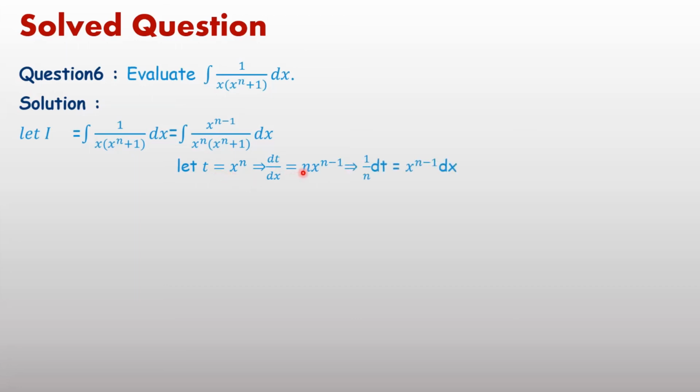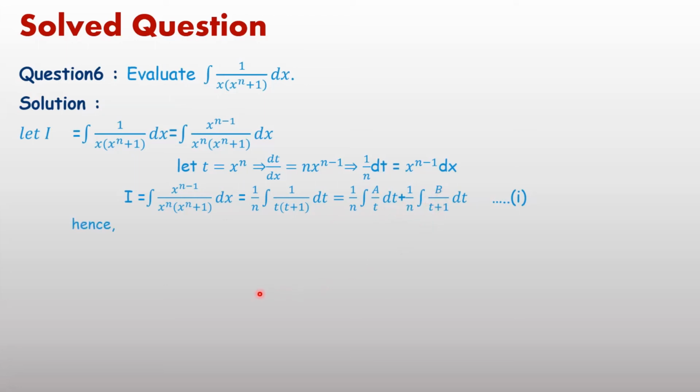So dt by dx equal to n x power n minus 1, or 1 upon n dt equal to x power n minus 1 dx. In place of x power n minus 1 dx, write down 1 upon n dt. We will get I equal to 1 upon n integration of 1 upon t into t plus 1, and now for partial fraction you can write 1 upon t into t plus 1 equal to a upon t plus b upon t plus 1.